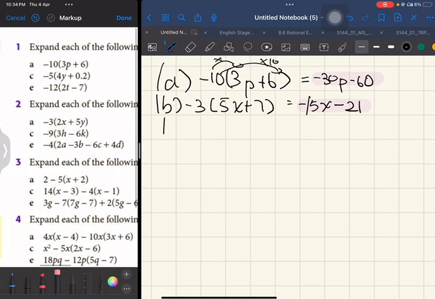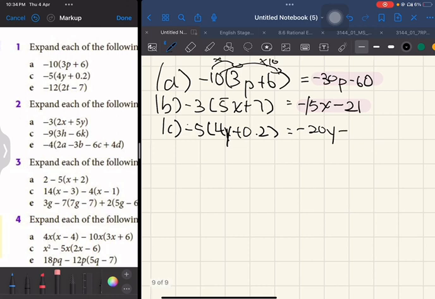Okay, so for 1c: -5(4y + 0.2). Same thing. -5 times 4y, you're going to get -20y. -5 times +0.2, you're going to get -1. You can't simplify this, so this is the final answer.